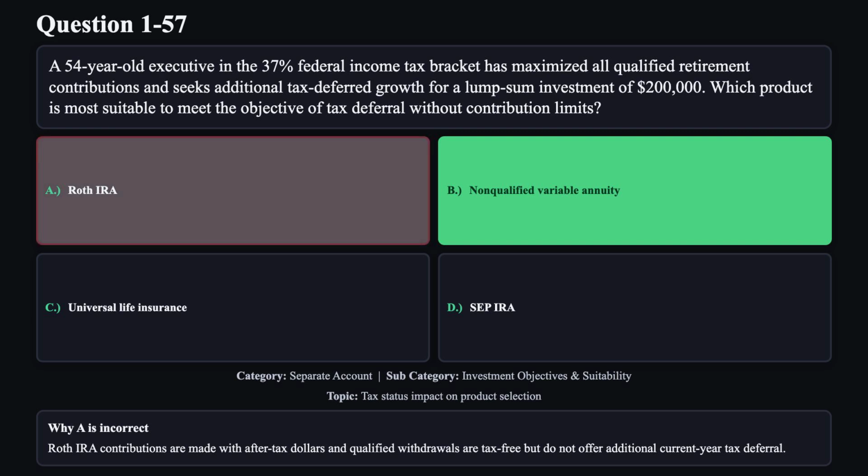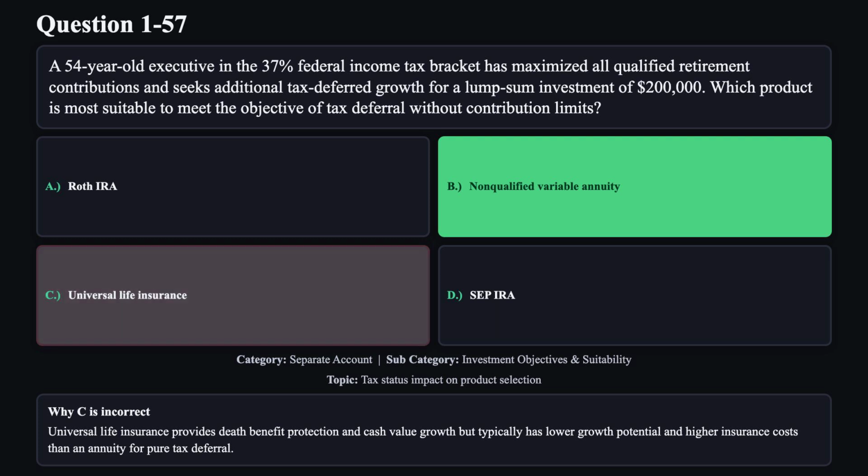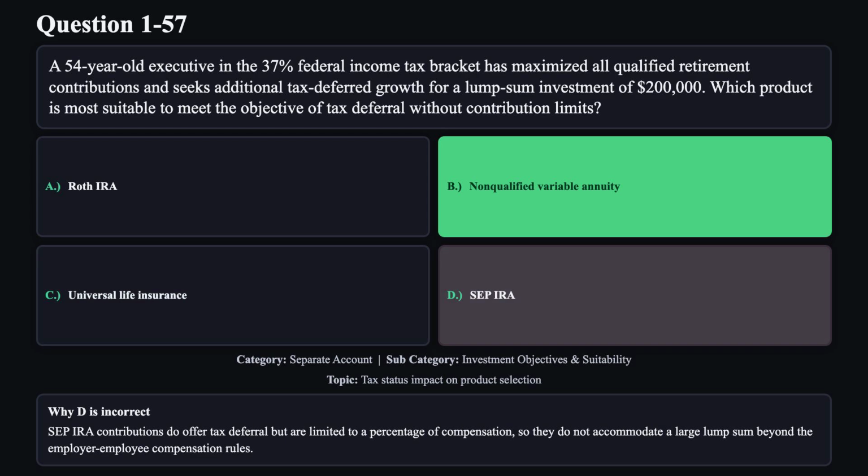Roth IRA contributions are made with after-tax dollars and qualified withdrawals are tax-free but do not offer additional current-year tax deferral. Reason C is not correct. Universal life insurance provides death benefit protection and cash value growth, but typically has lower growth potential and higher insurance costs than an annuity for pure tax deferral. Reason D is not correct.